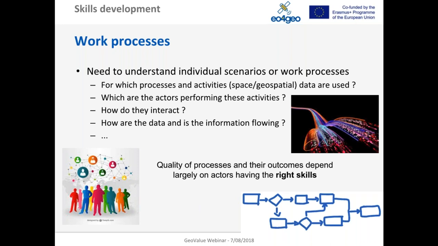For example, what are the processes and activities where spatial, geospatial, but also other data and information is used? What are exactly the actors performing these activities? How do they interact? And how is the information flowing throughout this process? So the quality of processes and their outcomes depend largely in this context on the actors having the right skills to do so. Next slide.